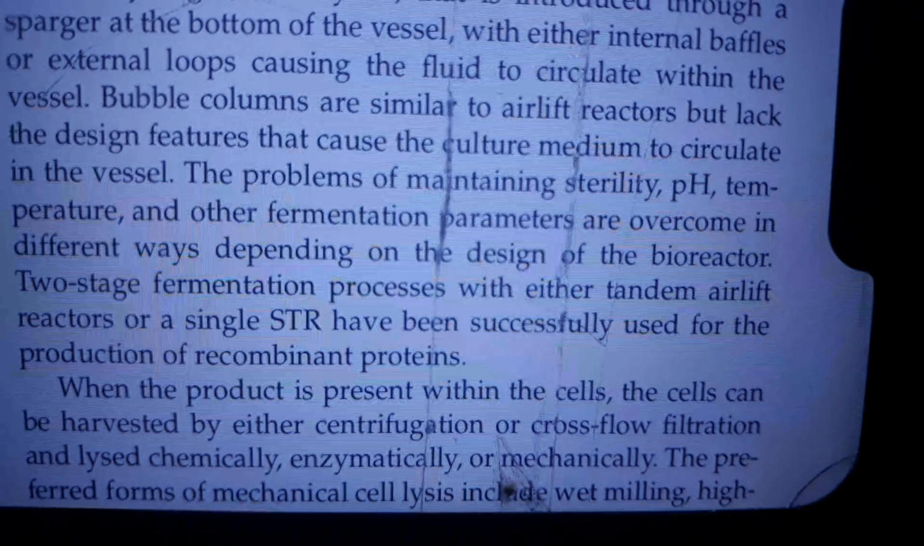With either internal baffles or external loops causing the fluid to circulate within the vessel. Bubble columns are similar to airlift reactors but lack the design features that cause the culture medium to circulate in the vessel.